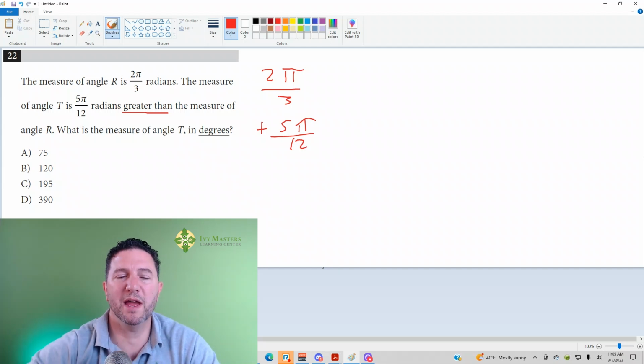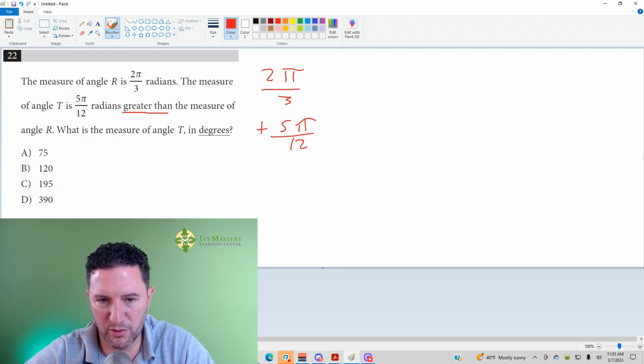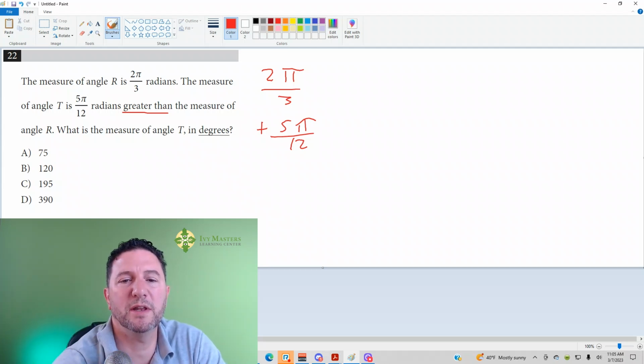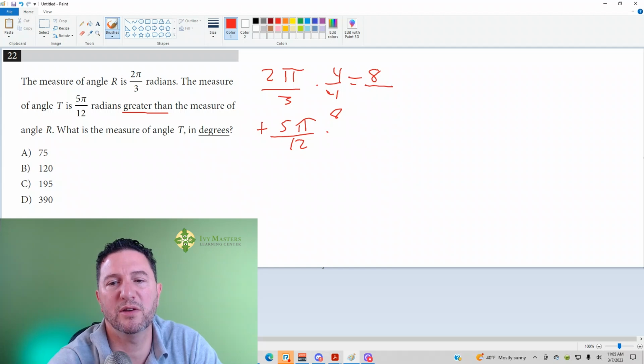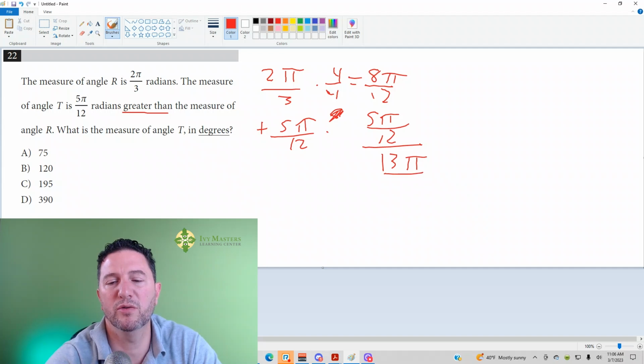So remember from back in the day that you need a common denominator in order to add. So what do we do here? To get that common denominator, you multiply the top and bottom here by 4 over 4. And then you've got 8 pi over 12. And you're just carrying that 5 pi over 12. Adding them will give you 13 pi over 12.